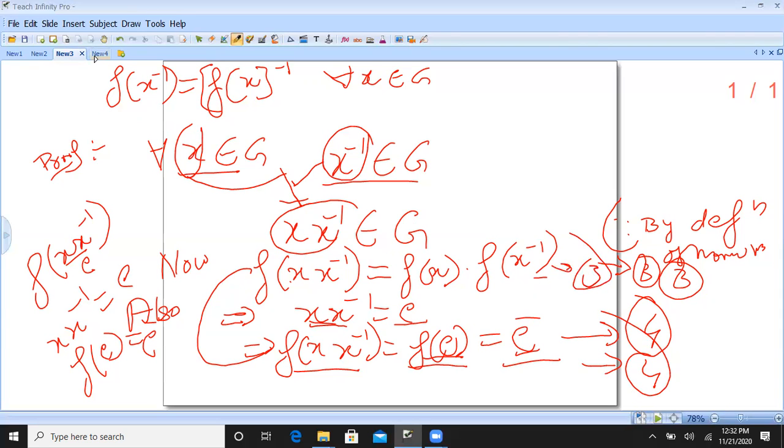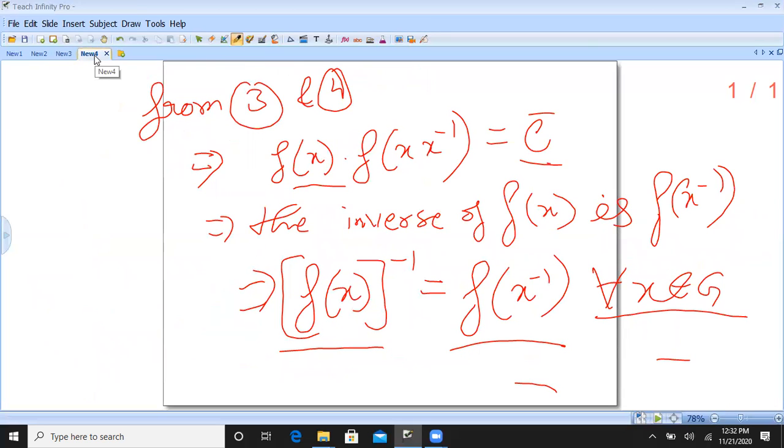Now by using equations 3 and 4, f of x into x inverse is equal to e bar. Okay? So the inverse of f of x is f of x inverse. By this we can write f of x whole inverse is equal to f of x for all x belongs to G. Okay, this is your first property of a homomorphism. So let us go to the next property.